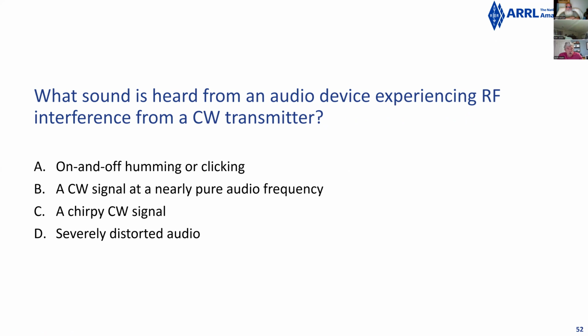Okay, what happens if you have RFI from a CW transmitter? Humming or clicking, CW, a pure signal, chirpy signal, or severely distorted audio? Keith, anyone? Unmute. Tell me your guesses. My guess would be A. Again, a very good guess. You're going to hear on and off humming or clicking when the carrier goes on and off, when you have the key down and key up.